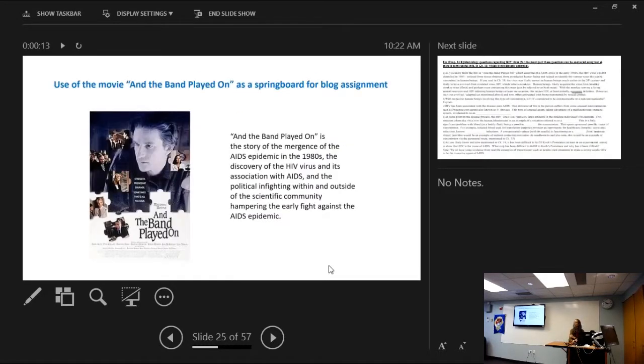And this is a little blurb about the movie. It's a wonderful movie that talks about the beginnings of the AIDS epidemic in the 1980s. So it does a wonderful job showing the scientific method. It really shows the devastating effects of HIV when chemotherapeutic agents are not available.